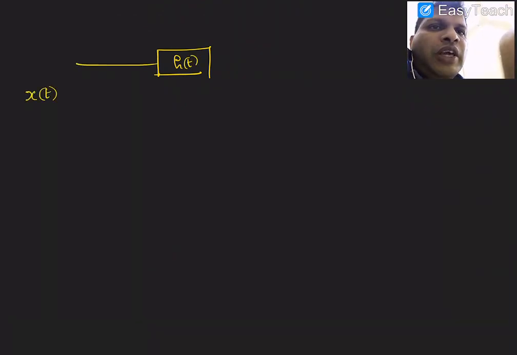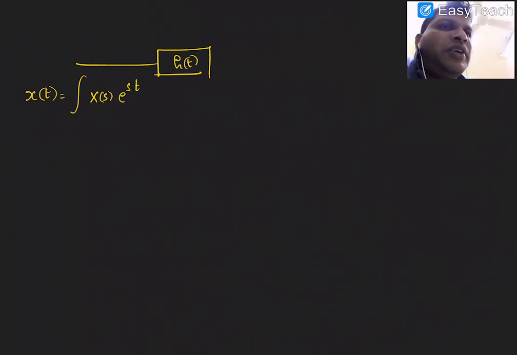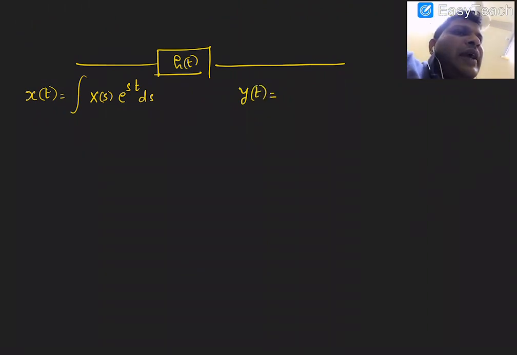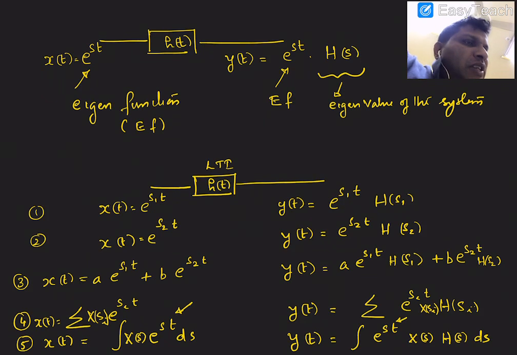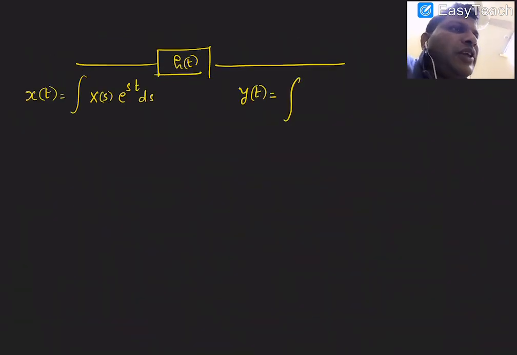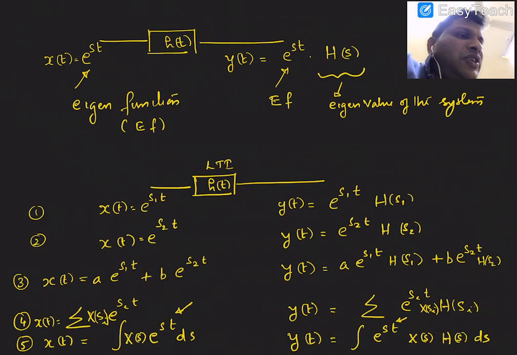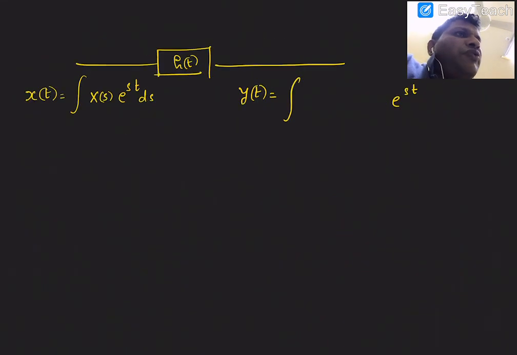You can see here I have a system now, h of t, with the input x of t, which is the combination, that means it is the summation of some coefficients, x of s into e power st ds. Then what I am getting as the output: you see here my output is e power st, and then x of s into h of s. So I have x of s into h of s, and the integration variable is ds.